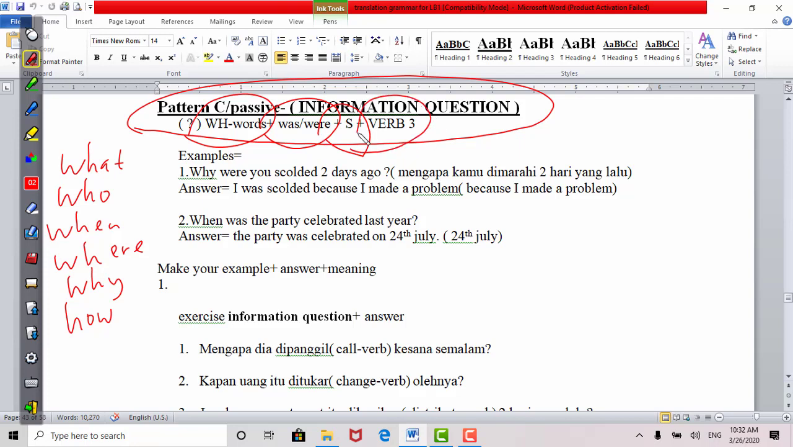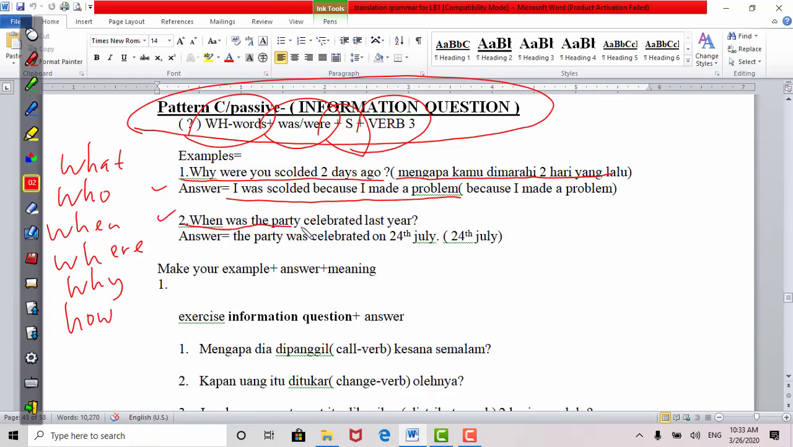Right? The example here: Why were you scolded 2 days ago? The meaning is, mengapa kamu dimarahi 2 hari yang lalu? You can answer. This is the answer: I was scolded because I made a problem. That's the answer.